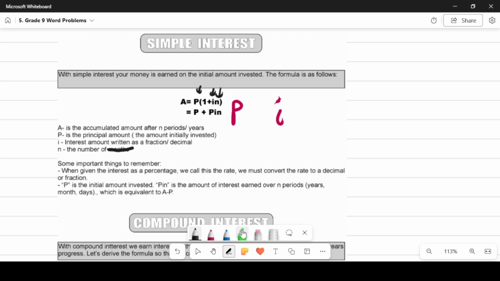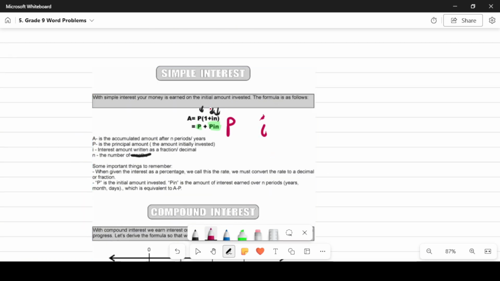See this value here, P is the amount you invest. P i n is the interest you collect. So we can say that the simple interest, S.I., is P times i times n. If they tell you to calculate the amount of interest you will collect after 2 years, it'll be the amount you invested multiplied by the interest rate multiplied by 2. That's how much interest you get.